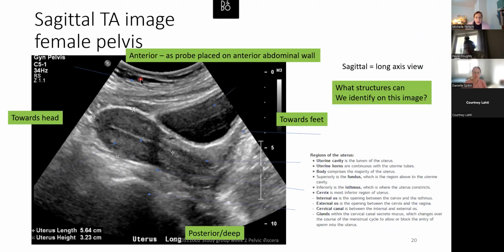I think we can label all of the things here. So we've got our anterior abdominal wall, our urinary bladder, our region of our endometrium, because this white stripe is actually showing the actual endometrium. What would this arrow be pointing to here? The fundus or the body? Yeah, that's more the body.